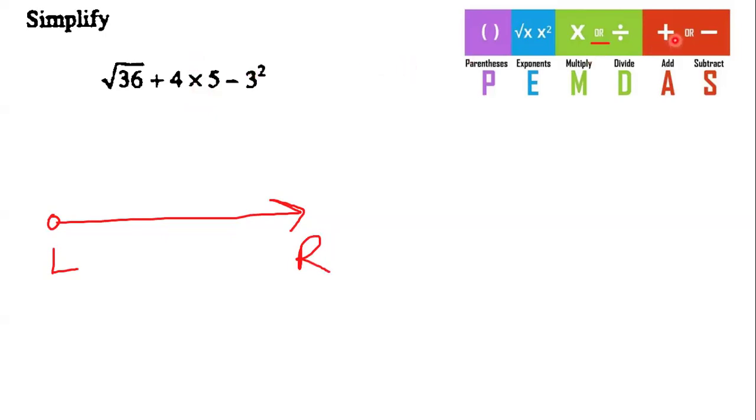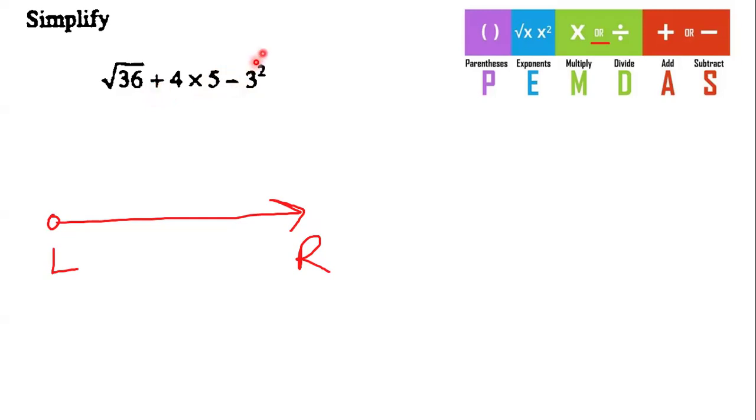Now we have addition and subtraction. Which one do we do first? Whichever one comes first from left to right, because they are equally weighted. In our question here, are we going to add first or subtract first? We're adding first, because addition comes first from left to right.